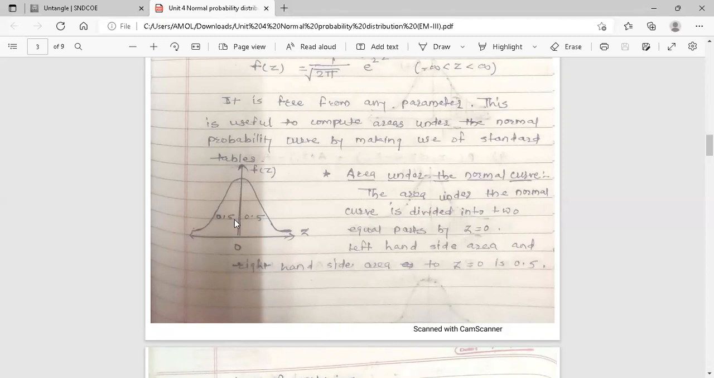Now we introduce z, the standard normal variable. Then the normal distribution curve will be like this, and in this diagram, z is equal to 0. The area under the normal curve is divided into two equal parts by z equal to 0. This line is nothing but z equal to 0, mean equal to 0, and it divides the normal curve into two equal parts, the left hand side area and the right hand side area. The half region is 0.5 and the next half region is 0.5.